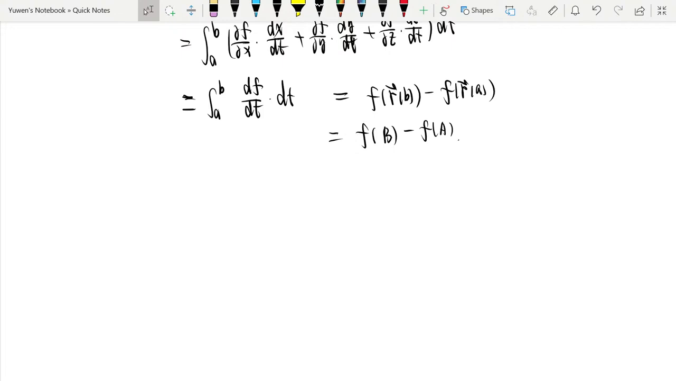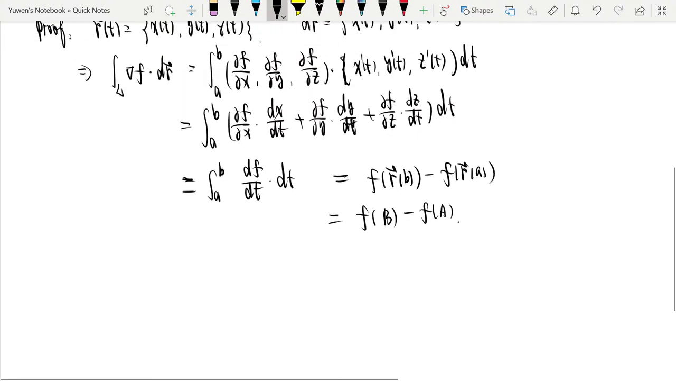For general line integrals, first we should know that the force, or the vector field F, should be conservative, or a gradient of f.